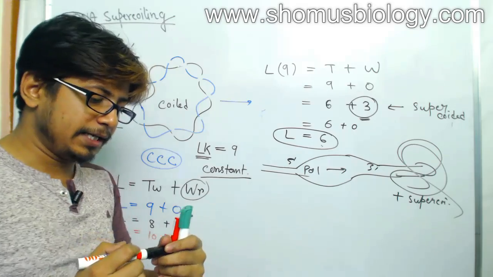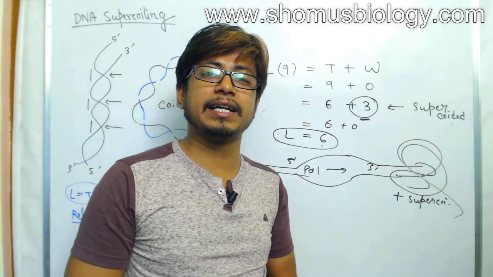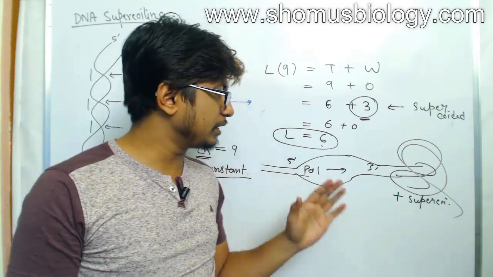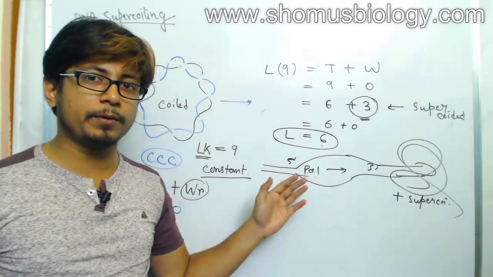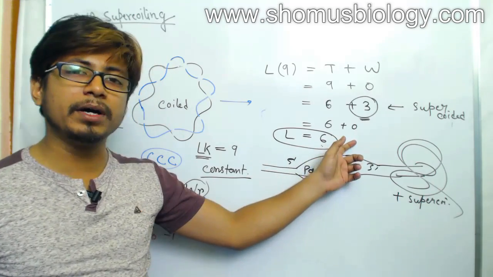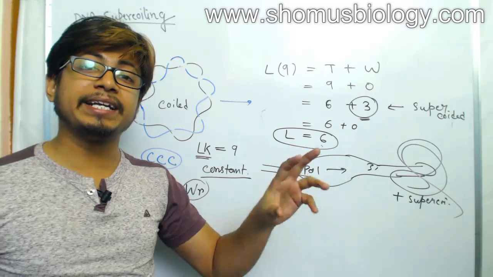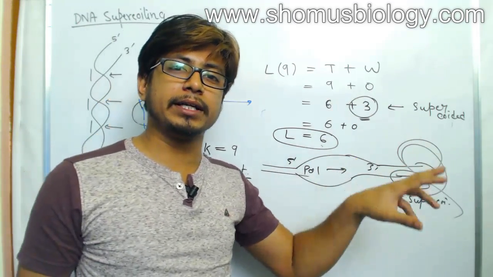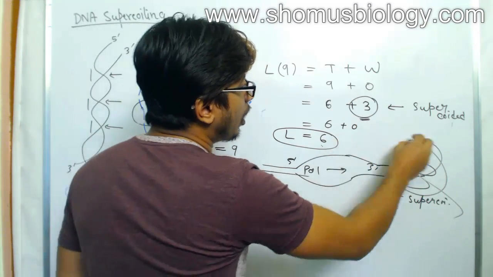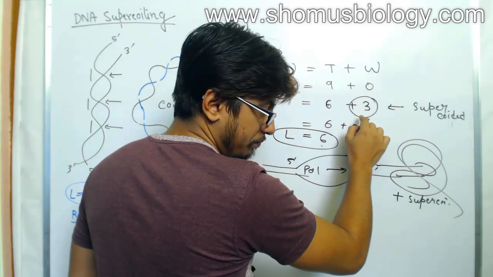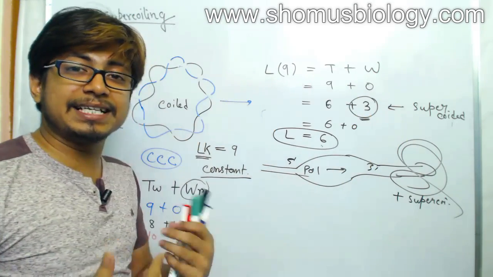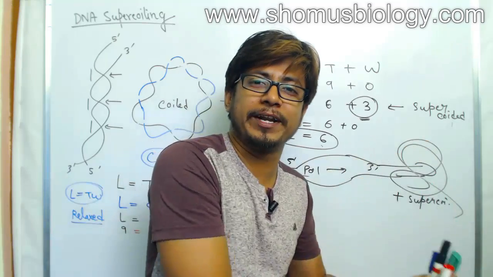I told you always that the linking number is an integer and that is unchanged, but during this physiological process, the cellular processes, the linking number is altered, and it needs energy to alter the linking number. It needs energy to resolve these supercoils. And who does that? The enzymes known as topoisomerase.